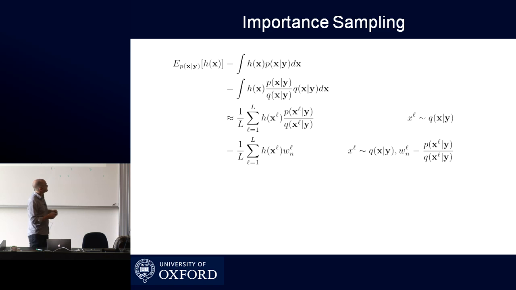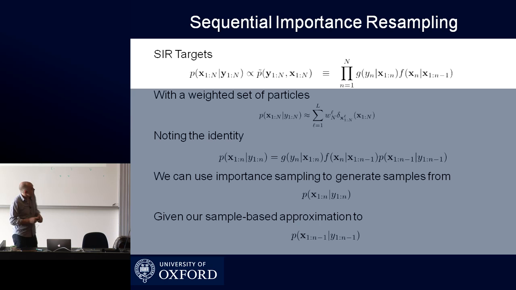If we're in a situation, say for instance a state space model, where we have some sort of structure in the model that we can exploit, it doesn't even have to be a state space model, but we won't go there. We can exploit importance resampling to basically allow us to anneal from one approximating distribution to the next via a sequence of importance sampling steps.